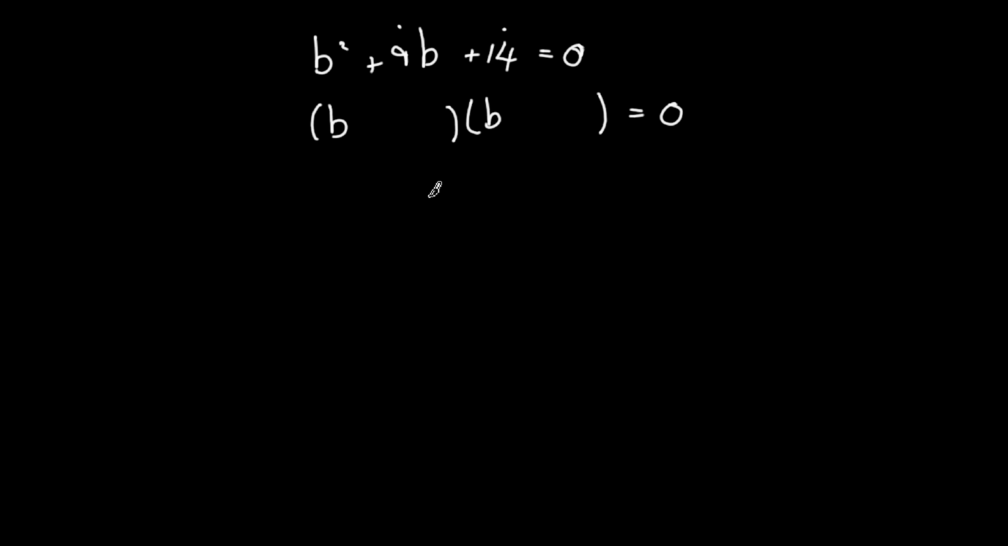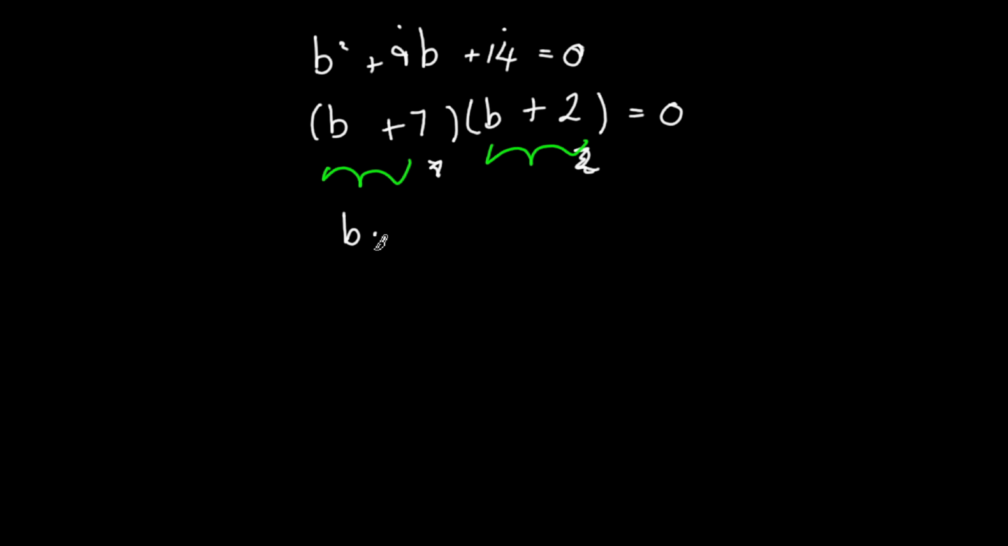So the numbers that come to mind are 7 and 2, right? Because if you multiply 7 and 2, you get 14. And if you add 7 and 2, you get 9. So I can place that over there. I'll just scratch that out. Right, place plus over there. So now I have b plus 7 and b plus 2. So these are my two factors that are now going to equal 0.